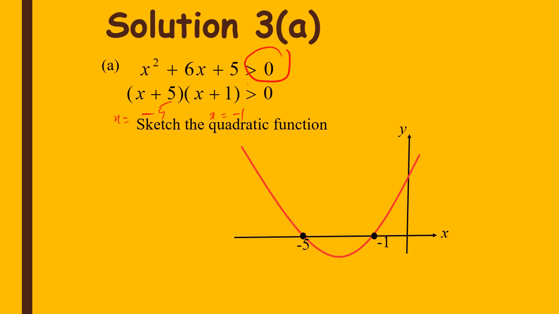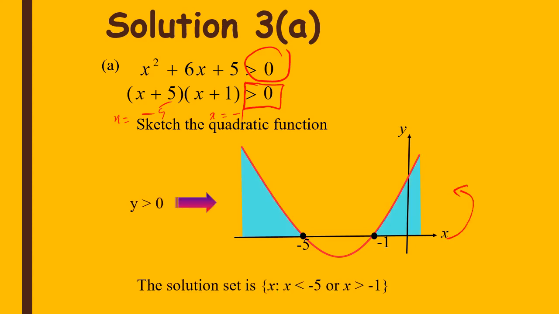So the question is more than 0. Where is it more than 0? It should be above the x-axis. So this is the area. We want this area as the result. So what is the value of x? x should be less than -5, or x should be more than -1. So the answer in solution set is x such that x less than -5 or x more than -1. Or if the question asks you to give the answer in interval form, it should be what?